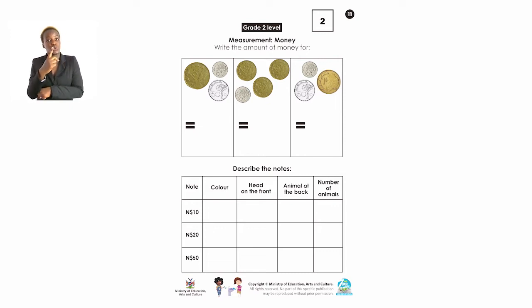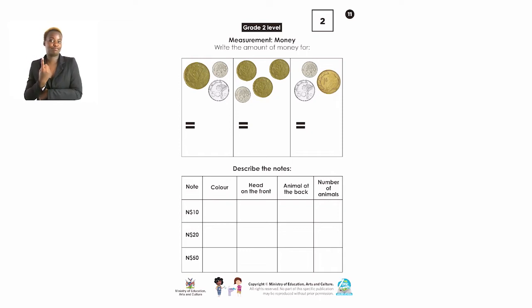And then do you have any cents? Yes, you have a cent there. How many cents do we have? You only have 10 cents. So how much money do you have all together there? You have $15 Namibian dollar, don't forget, and 10 cents only.